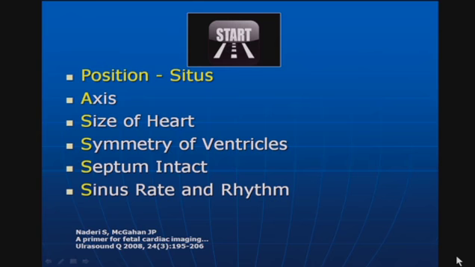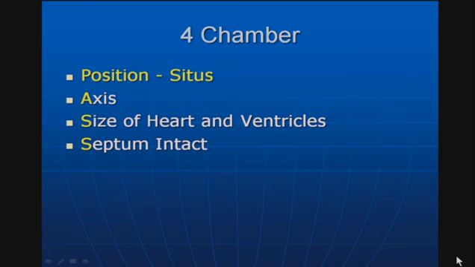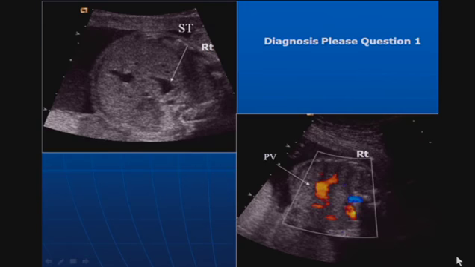There's an acronym called PASS, and I'm going to talk a little bit about that, and that's really the start, and we start with the four-chamber view of the heart. I've put that down to four separate letters: the first is P for position, or the situs of the heart, A for axis of the heart, then S for the size of the heart and the ventricles, and then finally another S for is that septum intact or not.